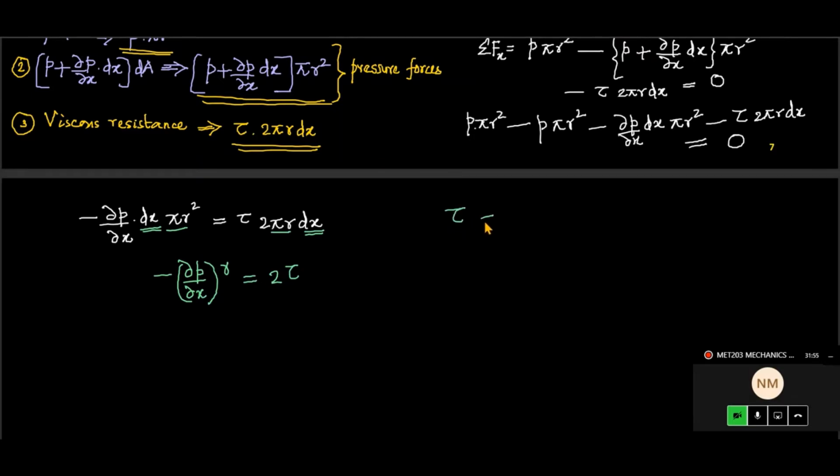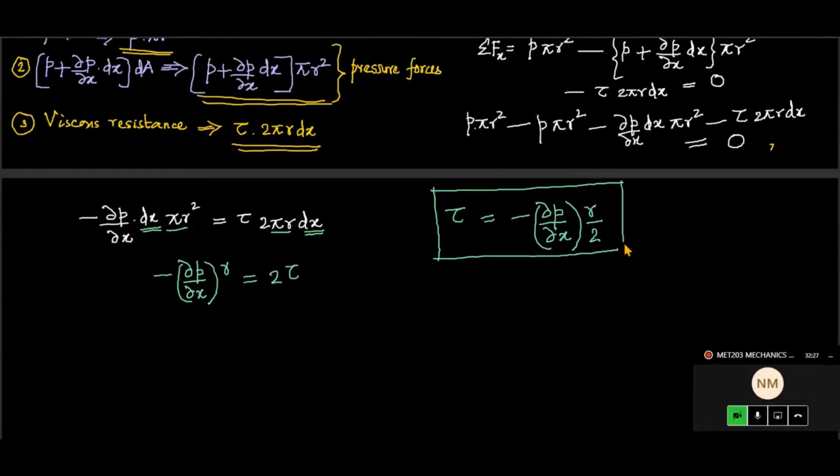So tau is equal to, taking this 2 to the other side, minus dou P by dou x into radius by 2. Dou P by dou x is the pressure gradient, the change in pressure in the x direction of the flow, with a negative sign in front of it. So what is the variation of shear stress? Since we consider an arbitrary fluid element of small radius r, for different radii you can get the shear stress. This is equation number 1 for us, very important. The first milestone in the derivation is this one.